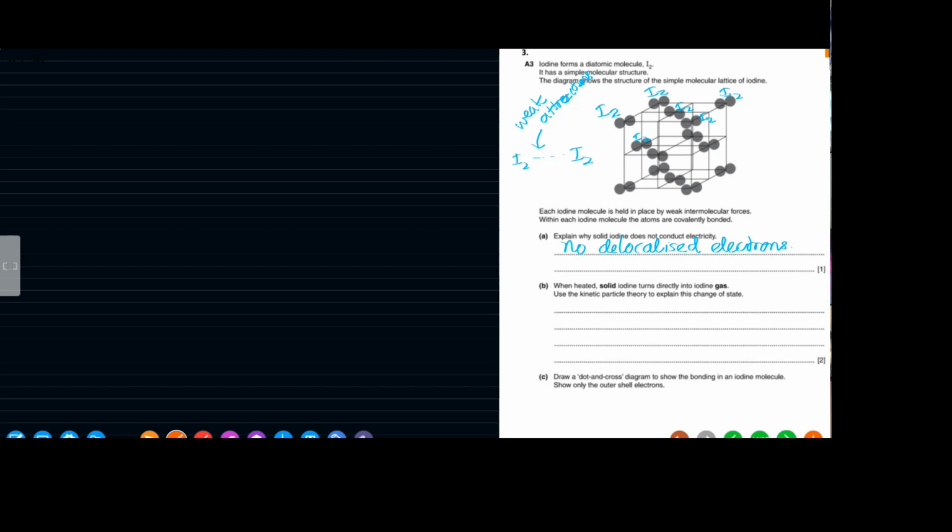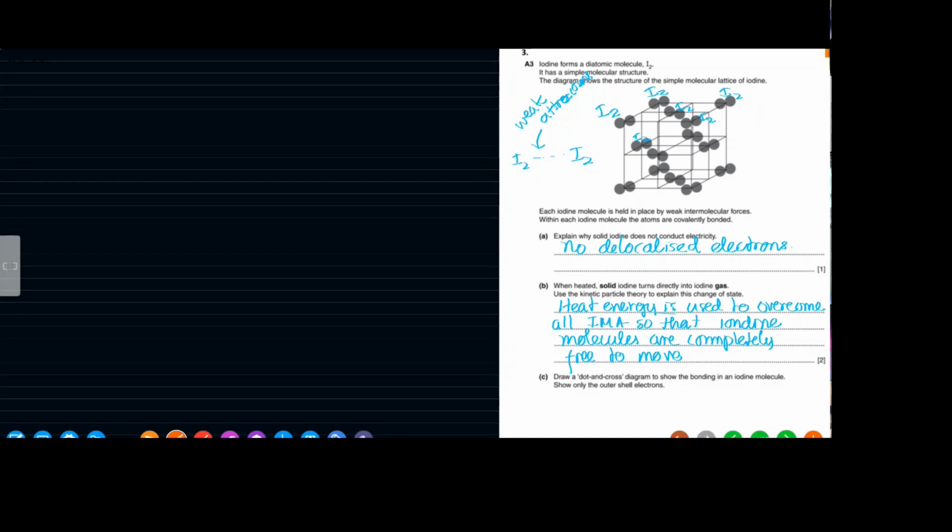So the heat energy is used to overcome all intermolecular attractions, or just say overcome intermolecular attractions, so that iodine molecules are completely free to move. Then it is a gas, right?